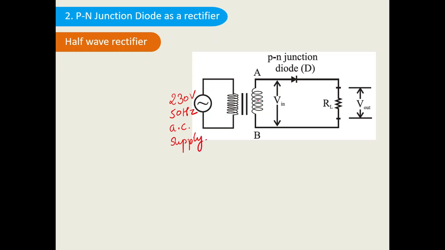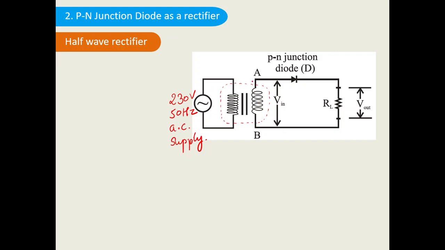So this is the transformer. What does the transformer do? It isolates the primary and secondary coils. There is no direct wire connection between these two, so that it can eliminate the possibility of electric shock. Here the number of turns is more, here the number of turns is less, so I can say this is a step down transformer, that means voltage will decrease while the current will increase.